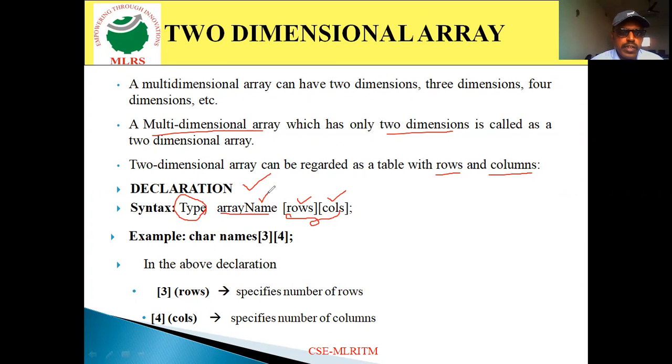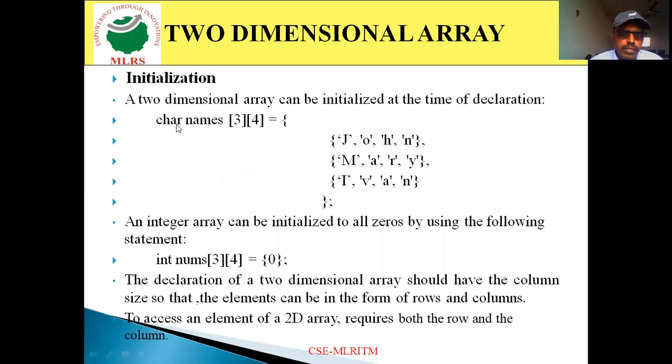If the rows value is 3 and the column value is 3, then rows into columns, 3 into 3, gives the number of values in the array variable, so totally 9. Similarly, here we take an example: char names of 3, 4. 3 is the rows and 4 is the columns. So the total number of values is 3 into 4, that is 12 values stored in names. 3 represents the number of rows and 4 represents the number of columns.